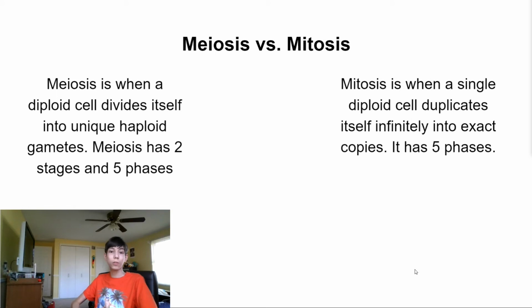Meiosis versus mitosis. Meiosis is when a diploid cell divides itself into unique haploid gametes. Meiosis has 2 stages and 5 phases. Mitosis is when a single diploid cell duplicates itself infinitely into exact replicas of itself. It also has 5 phases.